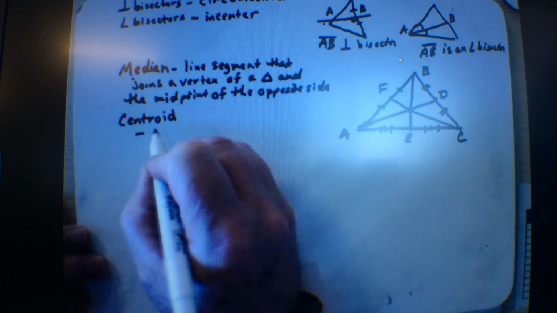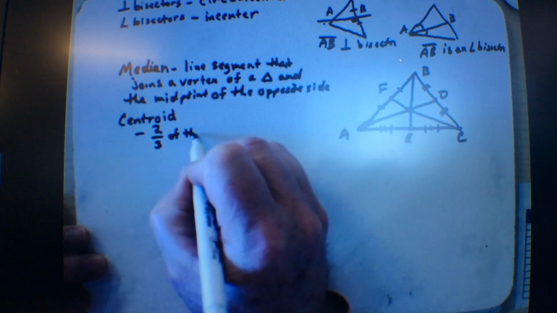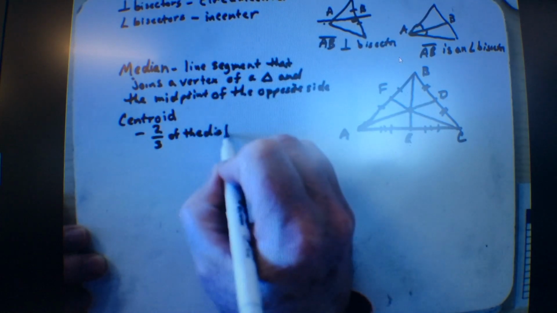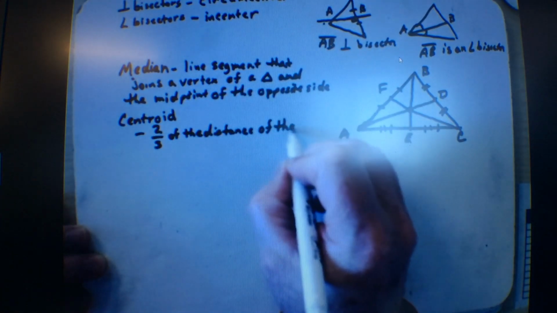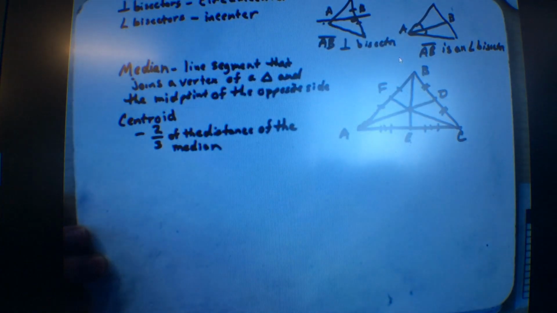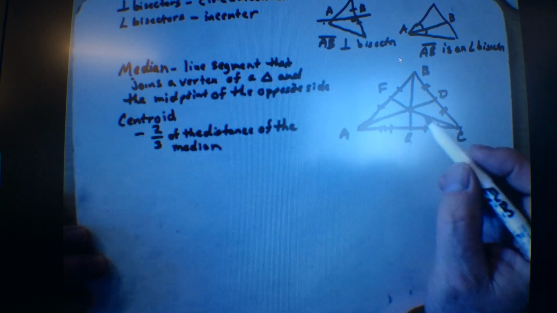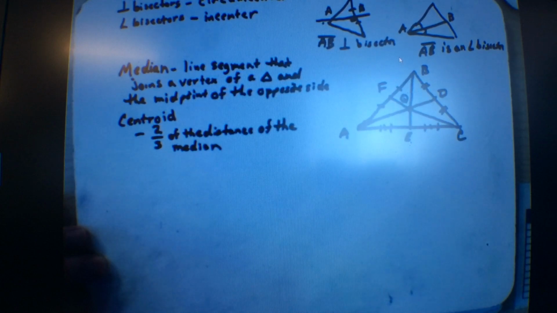So the centroid is 2/3 of the distance of the median. Now I'm going to explain that to you because we're going to have some math problems that deal with that. Okay? It's 2/3. All right? So I'm going to come over here and I'm going to call this middle point Q. I'm going to put Q in there. Does everybody see Q? We good? Angel? All right.